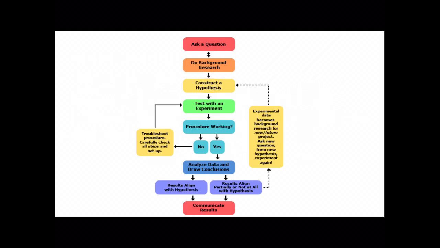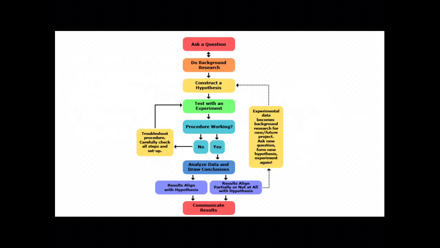So you see the arrow goes both ways between ask a question and do background research, because your asking your question has to be based on your background research. You might have a question, but then when you go do that background research, you very well might need to change that question based on the evidence that you found. But once you have formulated a clear question, your next step of the scientific method is to construct a hypothesis. So a hypothesis is your best guess about what the answer to your question is. And then you're going to test your hypothesis with an experiment, and then you're going to see if that worked or not. And if so, then you'll go on and analyze your data and draw some conclusions.